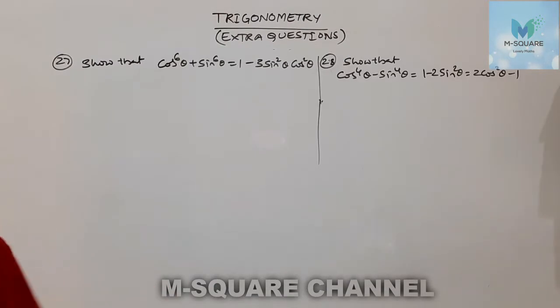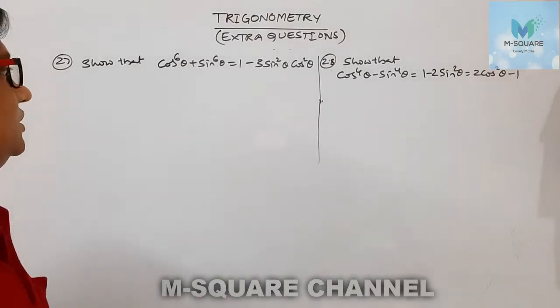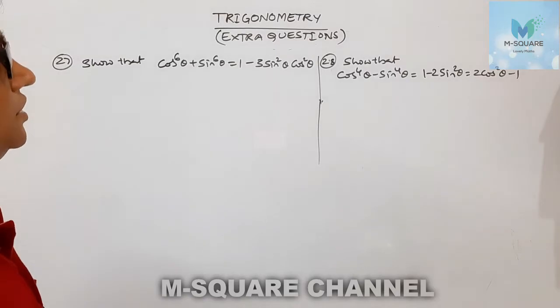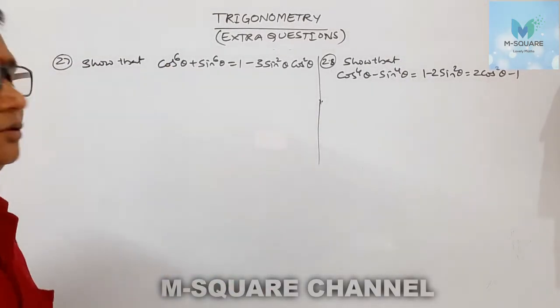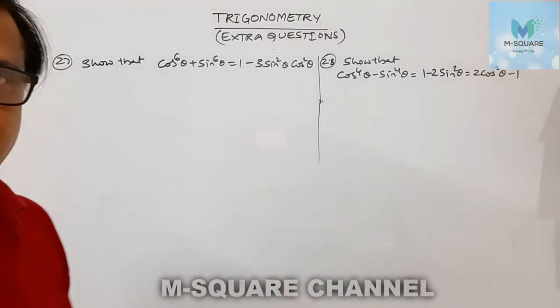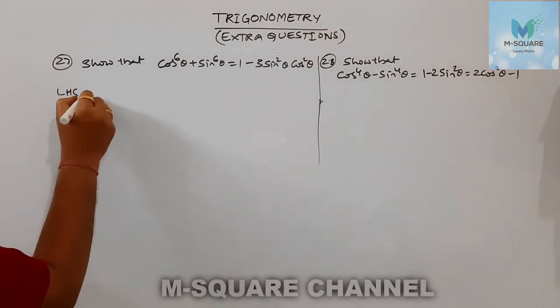Okay. In this question, show that cos power 6 theta plus sin power 6 theta equals 1 minus 3 sin square theta cos square theta. If you see this type of question, you must understand the algebraic identities, a cube plus b cube forms. So we are taking the LHS part.